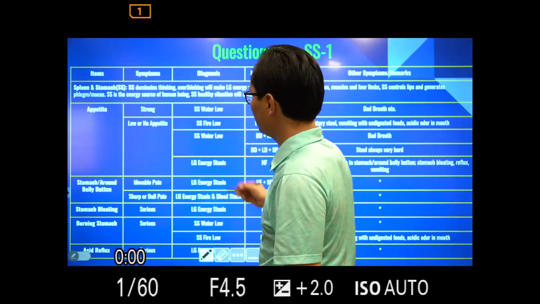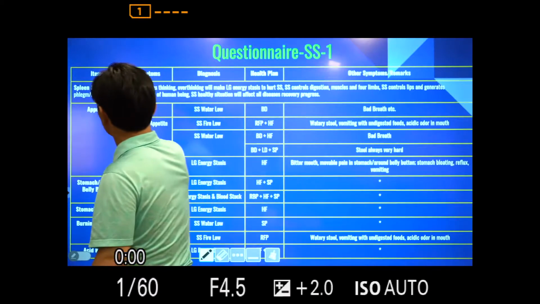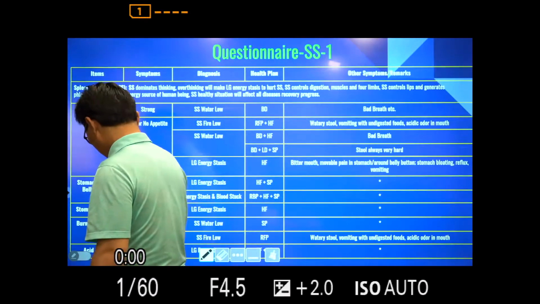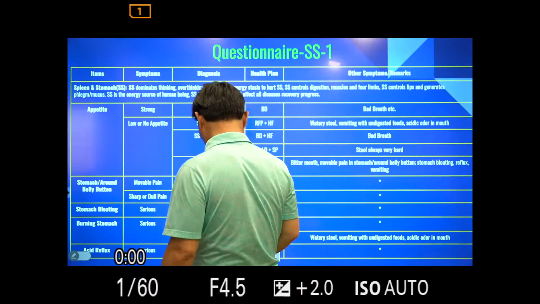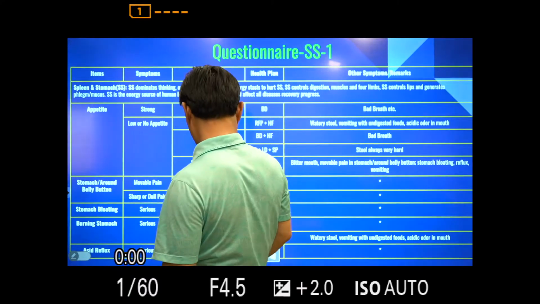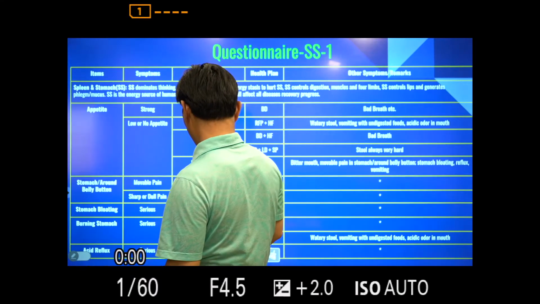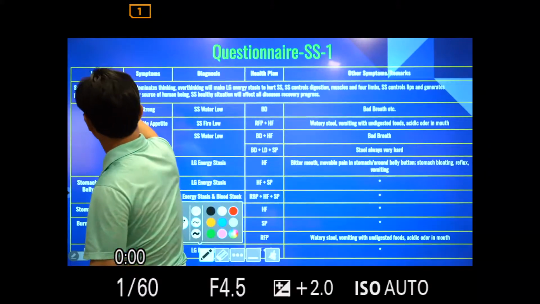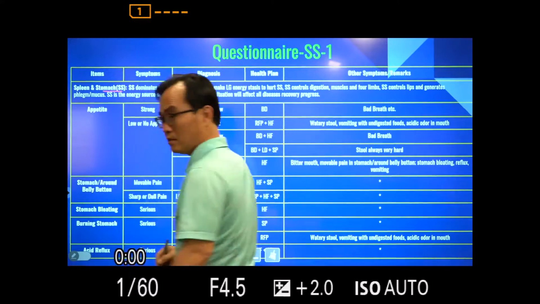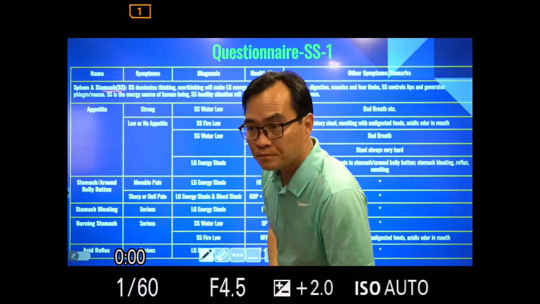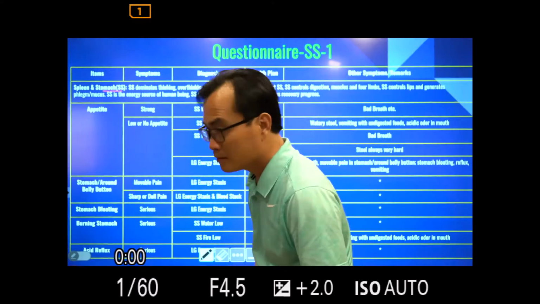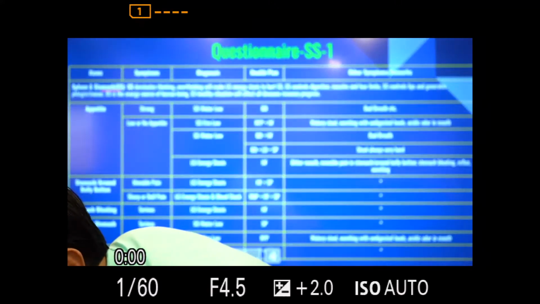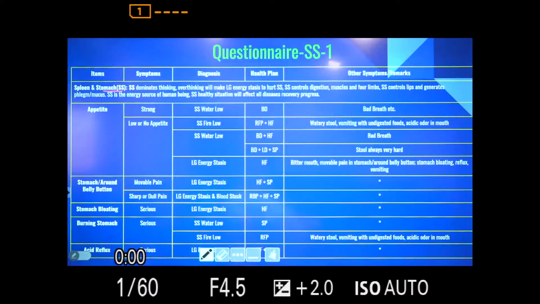And for here, I think we need to use what kind of color? Red? No, we can use purple. Okay, use purple. Can you read it clearly? Yeah, I think so.